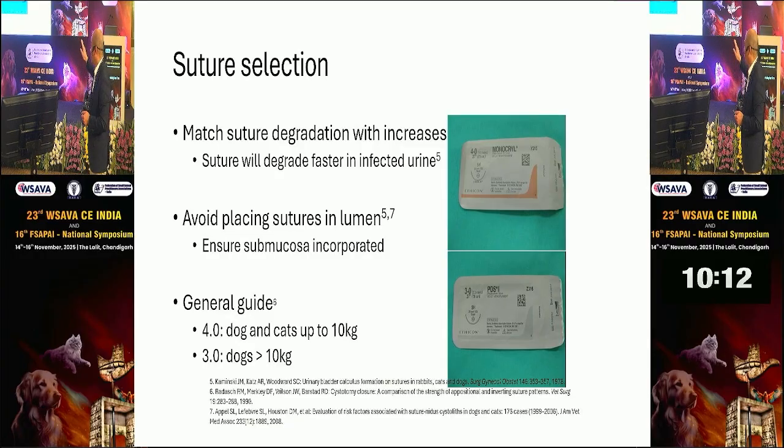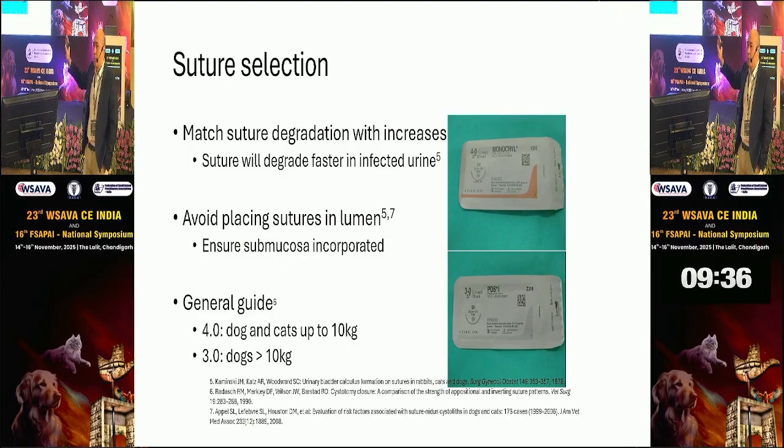Now what we do know is that in infected urine, these will dissolve faster than if you don't have infected urine. At this stage, often we don't know if it's infected or not, so I generally use PDS. I try and minimize the amount of suture that goes into the lumen. The reality is it's very hard to perform this closure where you don't go into the lumen. The textbooks say don't put the suture into the lumen, but I would rather put a suture material into the lumen than to miss the strength holding layer and have dehiscence. So minimize the amount, but make sure that you get that submucosa.